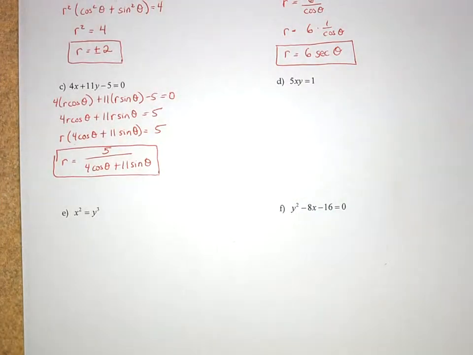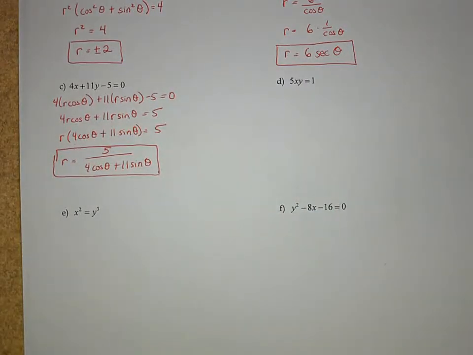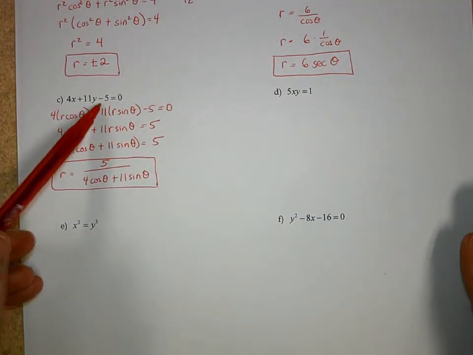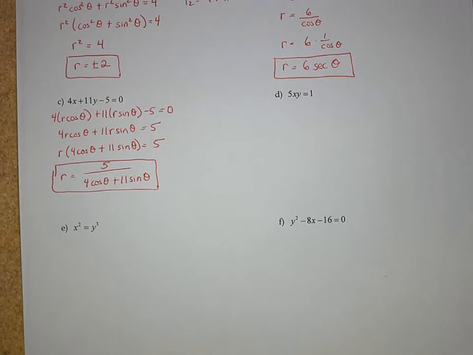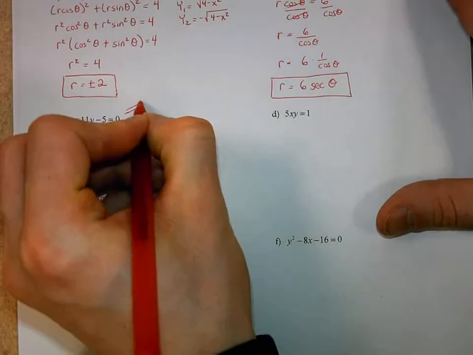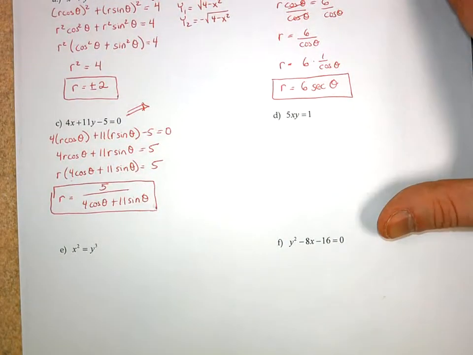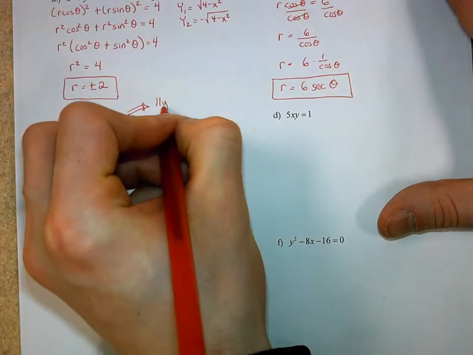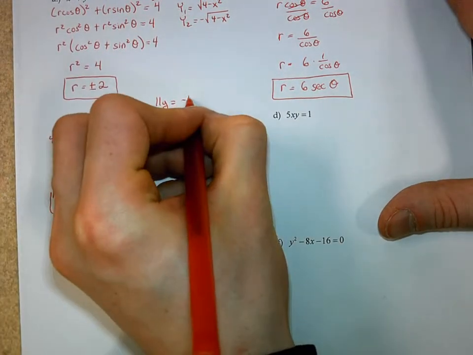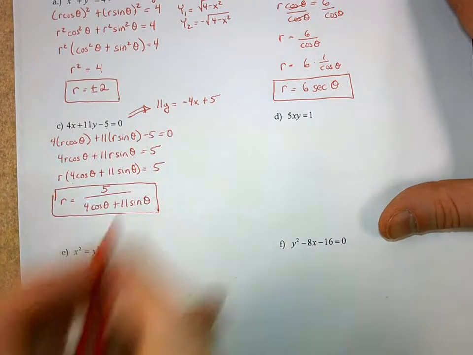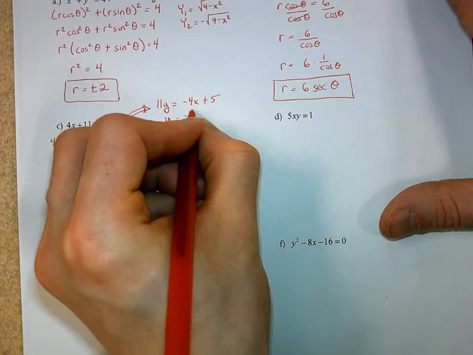Let's confirm we get the same picture when we look at both rectangular and polar form. Right here, 4x plus 11y minus 5 is equal to 0. We know that's going to be a straight line. Let's see what our slope and y-intercept is going to be. So with this one, if we want to convert it, the first thing we would do is move the 5 and the 4x to the other side. So we get 11y is equal to negative 4x plus 5. And then we'll divide both sides by 11.